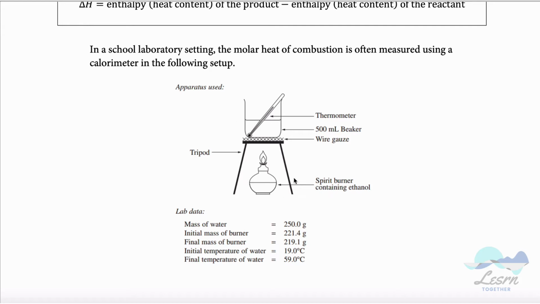So that's why we use these things called spirit burners, which is literally a burner where there's fuel in it. It's detached from the main gas main. It's just a contraption where you've got the fuel in the container here, and then you just set it alight and it burns that fuel, right? So we're testing the heat of combustion for ethanol. Obviously, you can have different spirit burners with different fuels in them, okay? So that's the experimental setup.